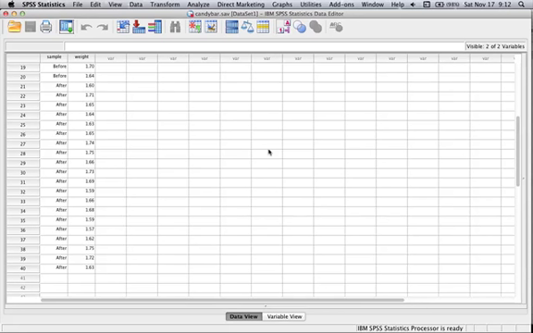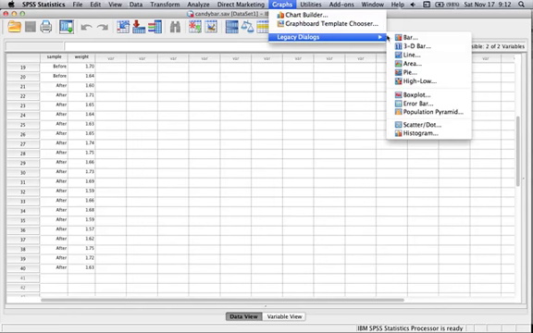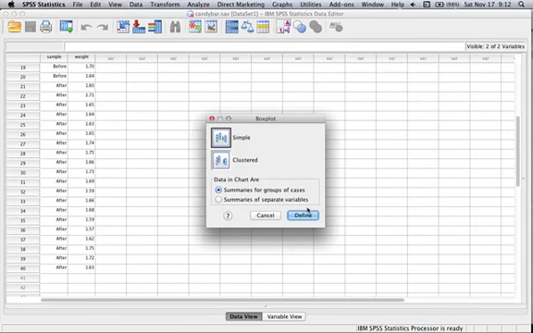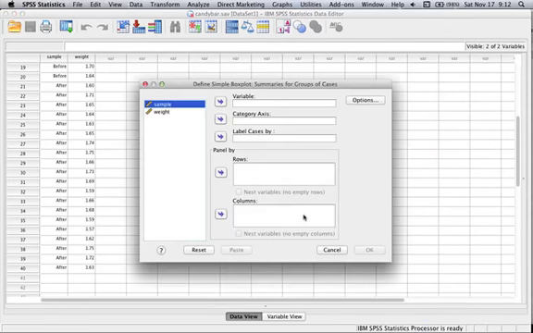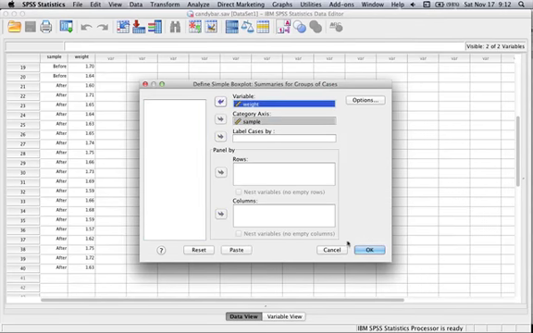We're certainly within range of being able to use the central limit theorem, but we really should look at our data first. So let's go over to graphs, and then we'll go to legacy dialogs and the box plots. So where are the box plots? Here we go. Simple box plots will work. We'll put the sample in the category box, we'll put weight up in the variable box, and hit OK.